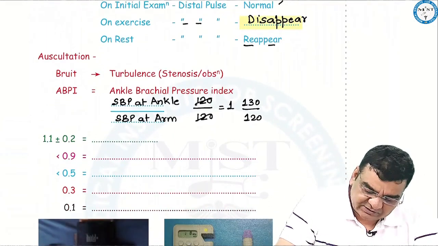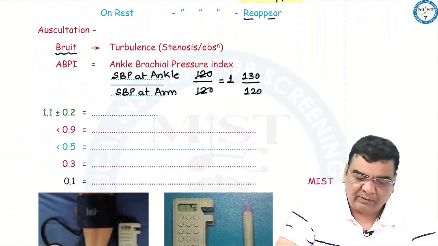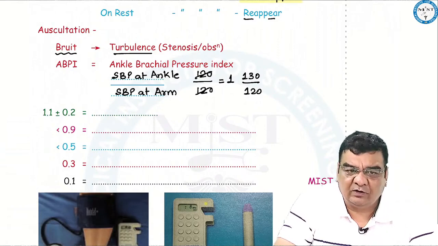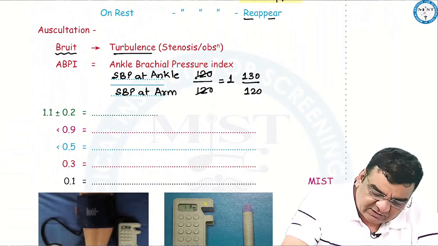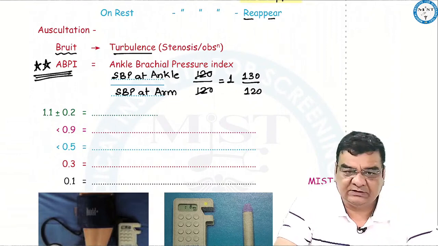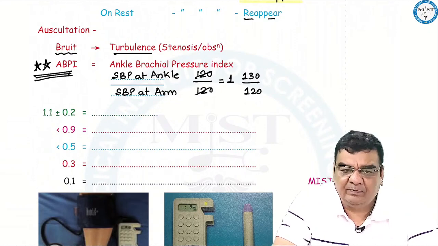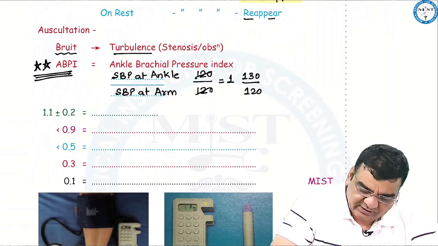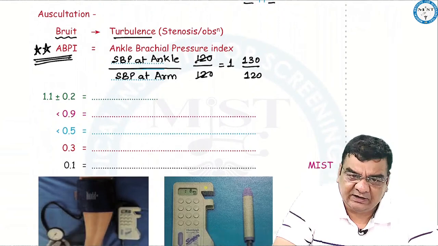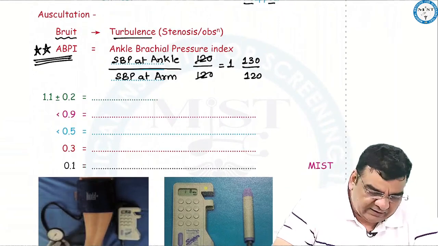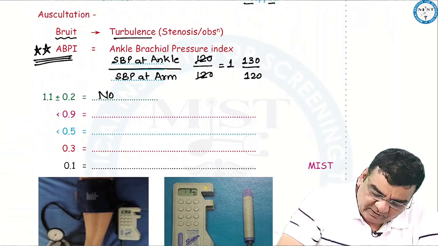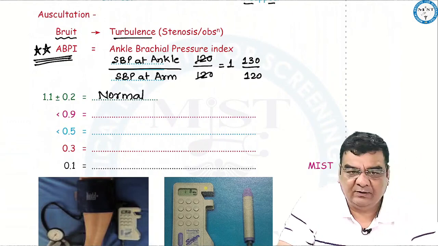When we are doing the auscultation, beta, we can hear a bruit. Bruit simply indicates there is a turbulence. This is due to stenosis or obstruction. And we can measure this ABPI. ABPI is the ankle brachial pressure index. This is a ratio of systolic pressure at the ankle versus systolic pressure at the arm. If the value of this ratio is 1.1 plus minus 0.2, it means the story is normal.